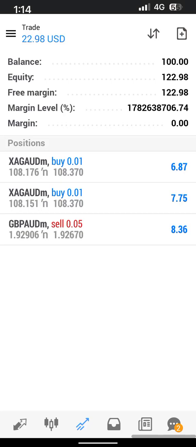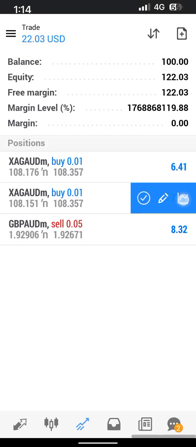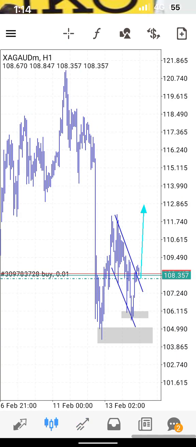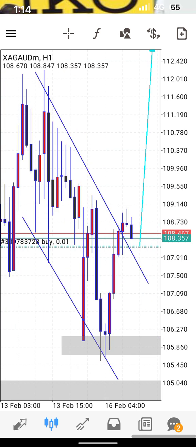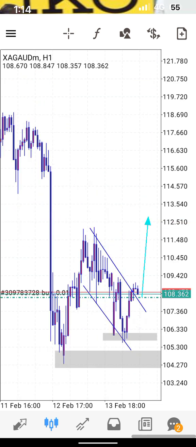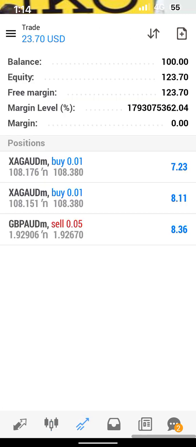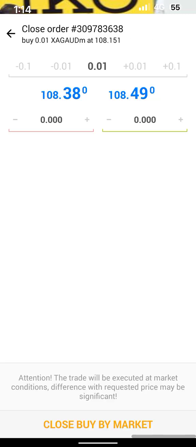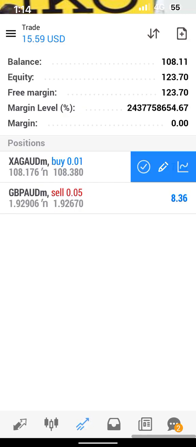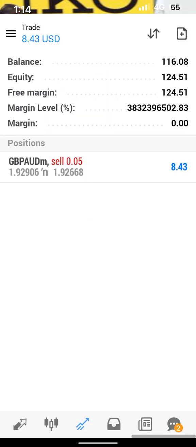Okay guys, so this is the trade I took on this small account. I took a buy for 0.01, and I think price is now currently making a correction. So I want to be out during the correction, because in the correction we don't know where price will potentially end. I want to see price either closing inside or outside, then I'll take my positions.